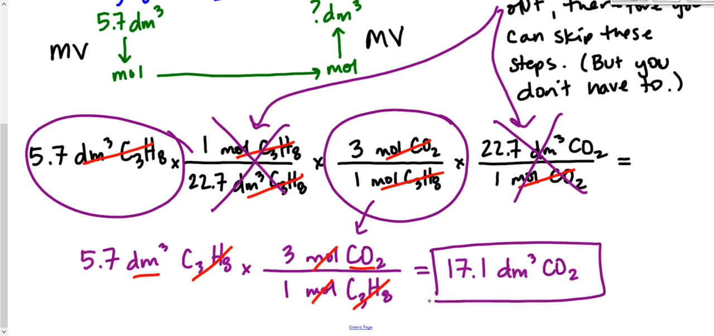Now the reason we can only do this, instead of like when we have grams, is because we're multiplying and dividing by that same number, that molar volume. The difference is in molar mass, it's a different amount. It's a different mass for every element or compound. So this is how you do a volume problem.